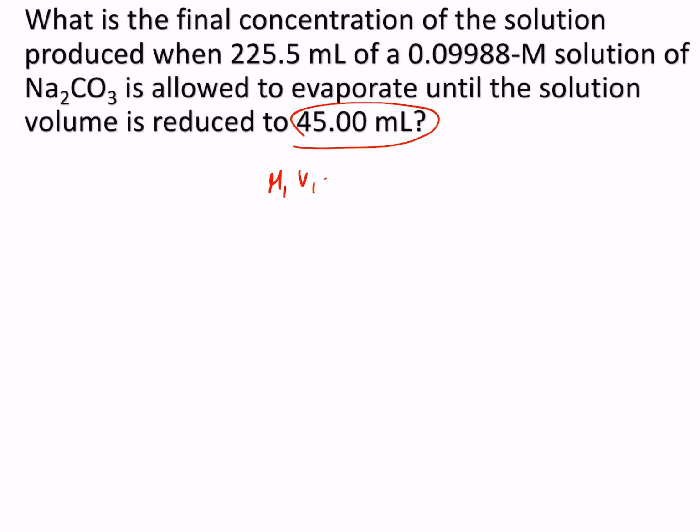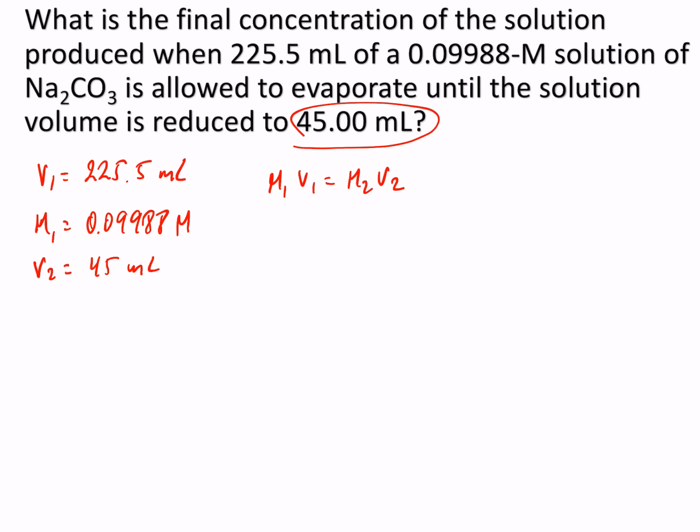We have M1V1 equals M2V2. Here V1 is 225.5 milliliters. M1 is 0.0988 molar. V2 is 45 milliliters and M2 is what we want to know.